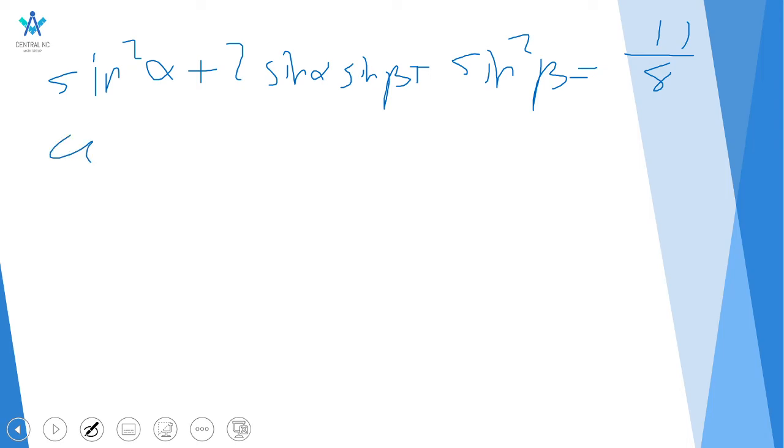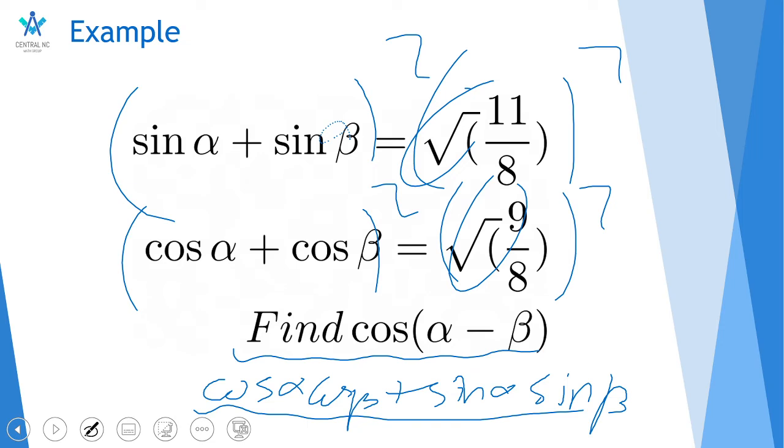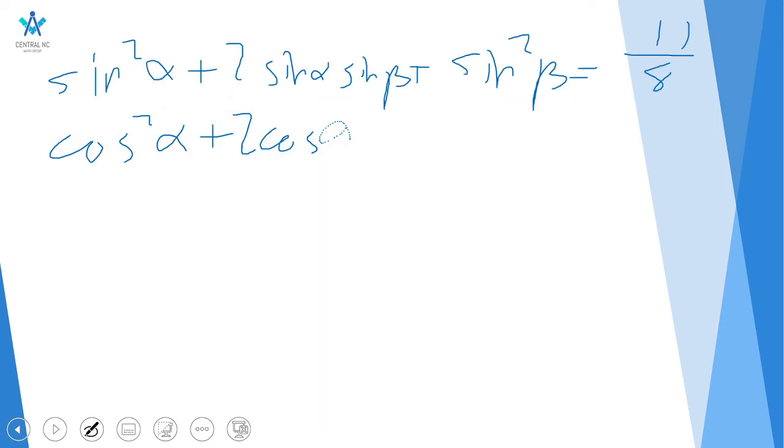Doing the same thing on this other equation, we get, oh shoot, it's cosine. My bad. 2 cosine alpha cosine beta plus cosine squared beta is equal to 9 over 8. Let's add them together.